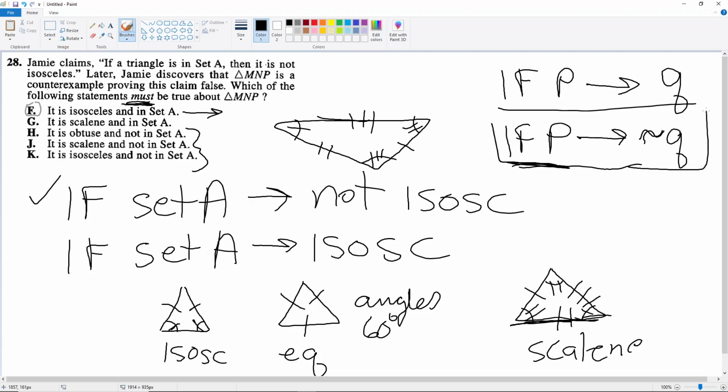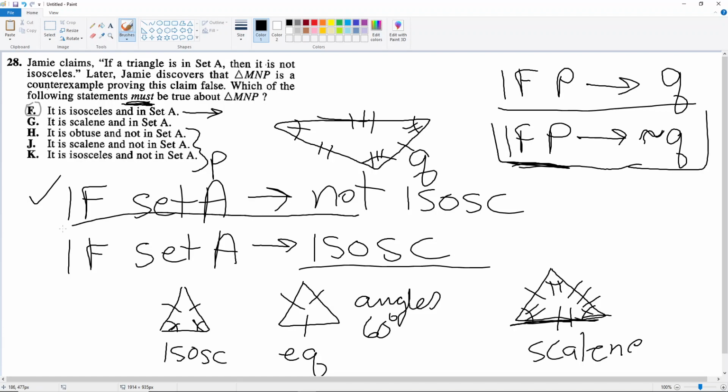J, it is scalene and not in set A. Well, if it's not in set A, that's not if P still, so that's not right. And then K, it's not in set A. That also can't be a counterexample, because our counterexample has to be still in set A. So again, the only one that fits the bill here is it is isosceles and in set A. If set A, isosceles. In other words, if P, then not Q. Our original one was if set A, not isosceles was Q. Here's our Q part. This is our P part. So in order to have a counterexample, we need if P, then not Q. If set A, then not isosceles, or in other words, isosceles.